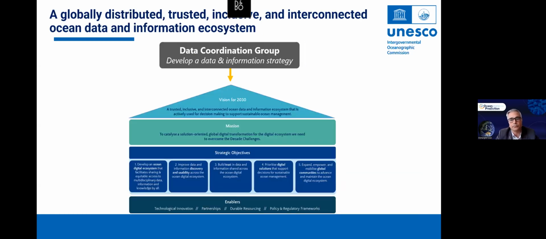So this is the overarching vision and strategic objectives that the data coordination group has come up with. It's very small, I realize, on the screen there, and I won't go into all of the detail because I can distribute an executive summary of this strategy, which is now available. But just to showcase a few things, the vision really is to reach a point where we have a globally distributed, trusted, inclusive, and interconnected ocean data and information ecosystem. And this ecosystem is actively used for decision-making to support sustainable ocean management.